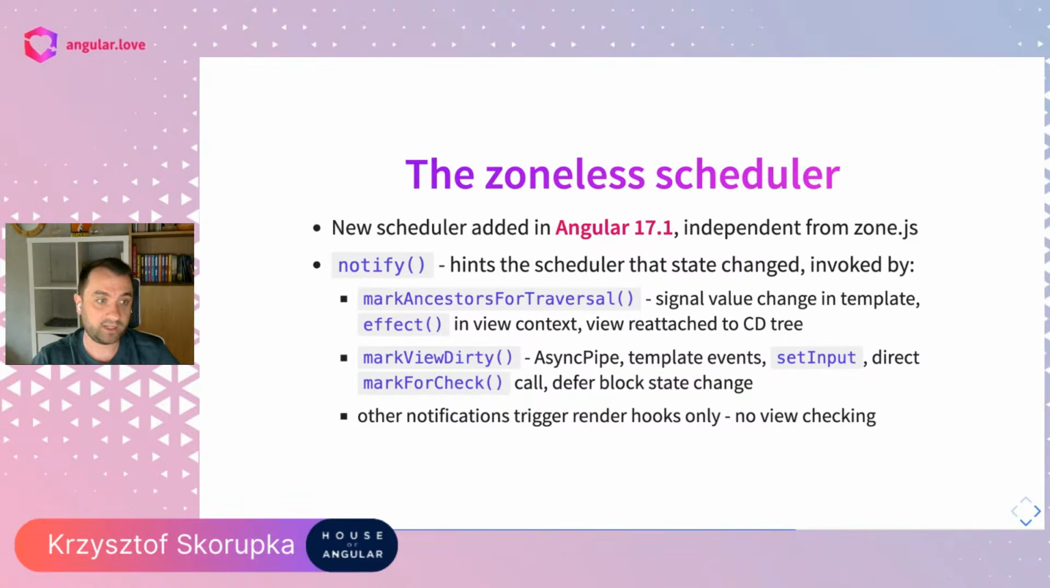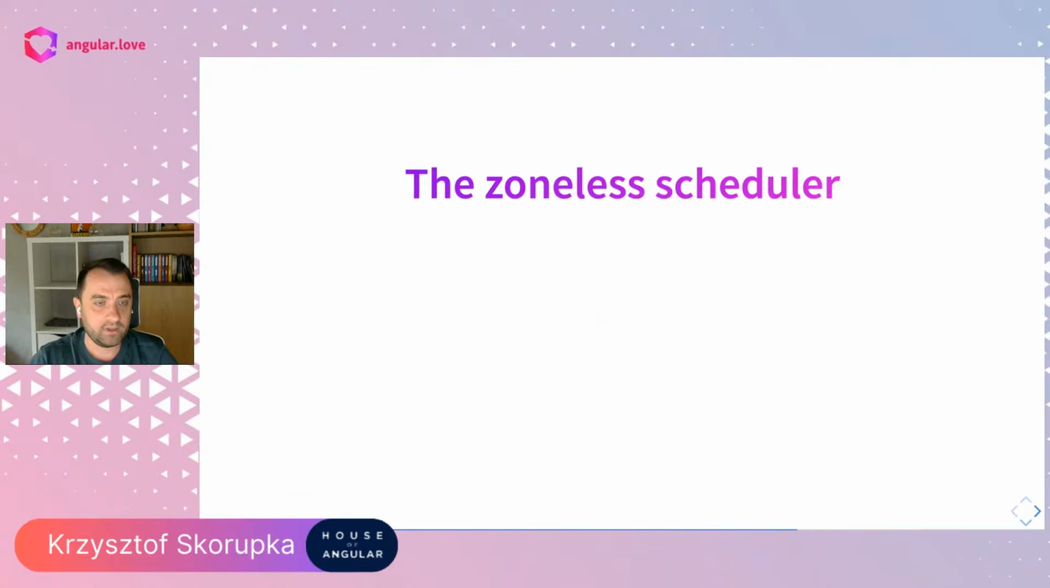Another important category is when our view is marked dirty: async pipe, template events, and so on. Pretty much all of the things that we already discussed for the OnPush strategy, which mark the component dirty. This is very important. This is another group, let's say. There are also some other notifications, but they are not really contributing that much to the change detection itself. They are more focused on executing render hooks, so we'll skip that for now.